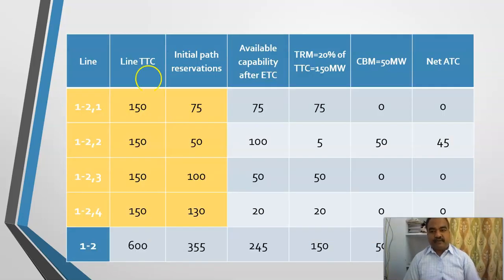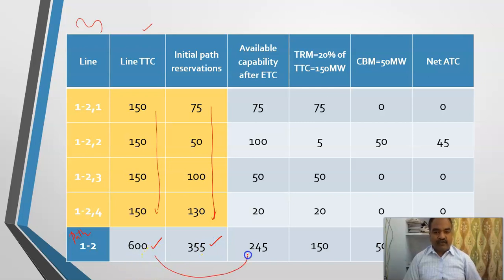Let's see this one. This is the data. 4 lines were there. And this is the line TTC, each one of 150 megawatts. And this is the initial path reservations. I have summated them to get the path TTC. This is the path TTC 600 and this is the path ATC 355. So the remaining capacity is 245, and in this one you should keep 2 margins. One is 25% of TTC, which is equal to 150 megawatts. The other one is 50 megawatts.